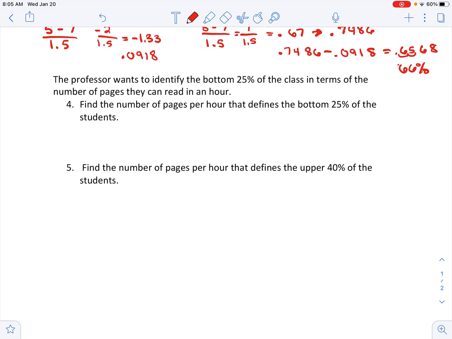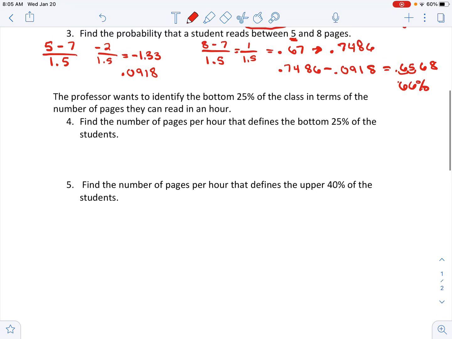So the professor wants to identify the bottom 25% of the class in terms of the number of pages they can read an hour. So it says find the number of pages per hour that defines the bottom 25% of the students. Okay, so we want to go through and find the bottom 25%. So again, the z-score is equal to the x value minus the mean, divided by our standard deviation.